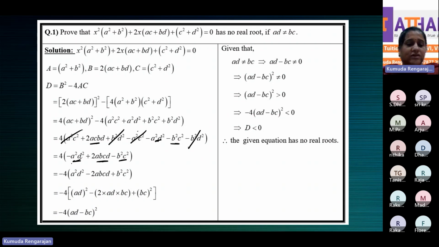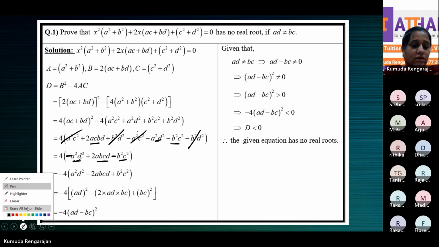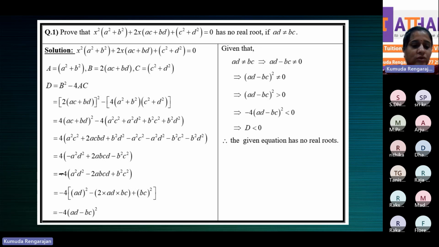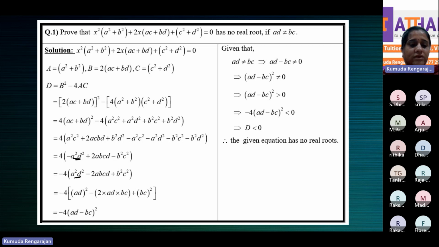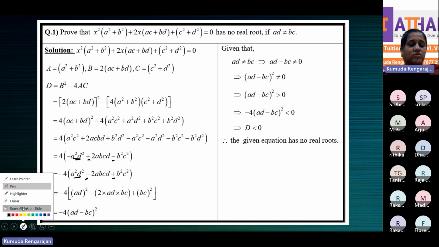Now take a minus outside because you can make this look like X plus Y the whole square or X minus Y the whole square. Take out this minus common. So it'll become minus 4. You can see here, 4 has become minus 4. So taking out a minus sign, this will become A square D square. And this will become minus 2ABCD. And this becomes plus B square C square. Why? Because we've taken a minus outside.